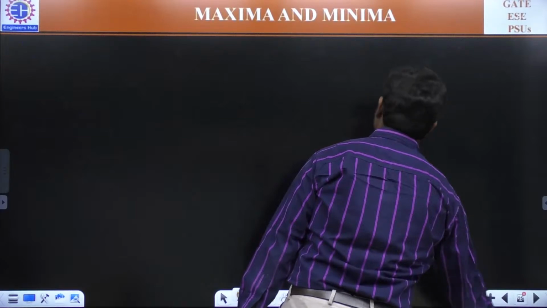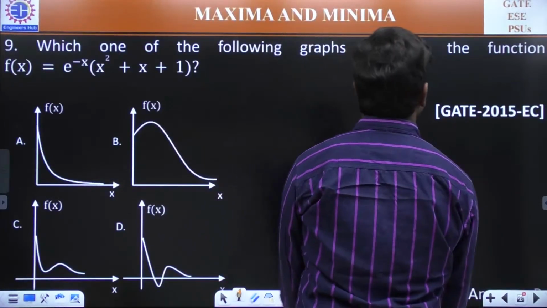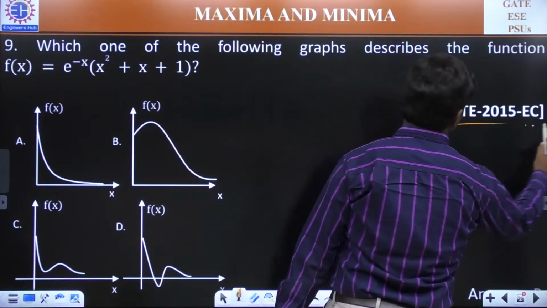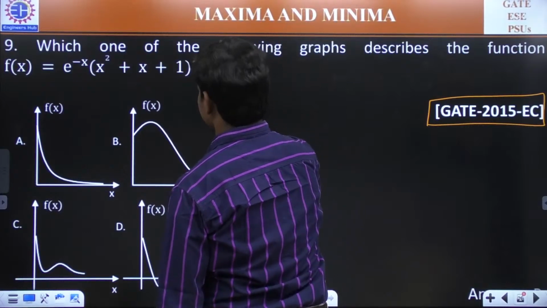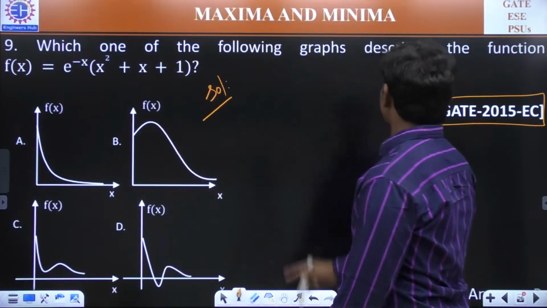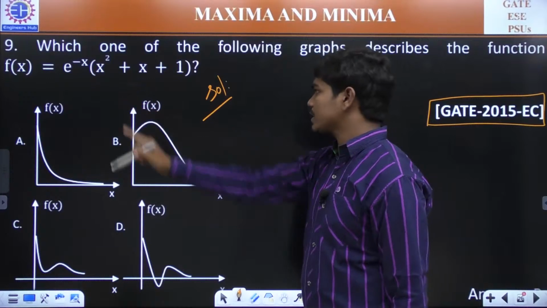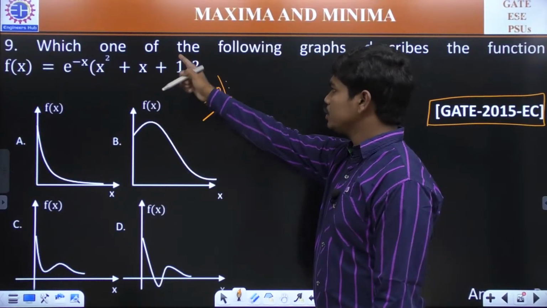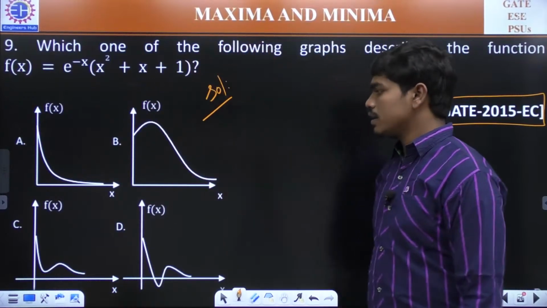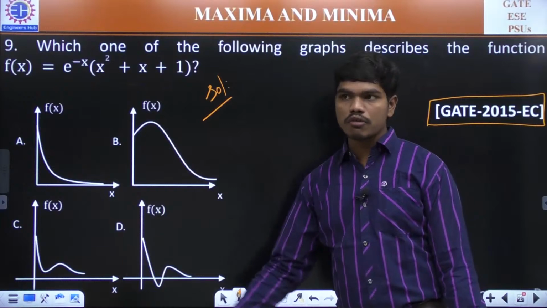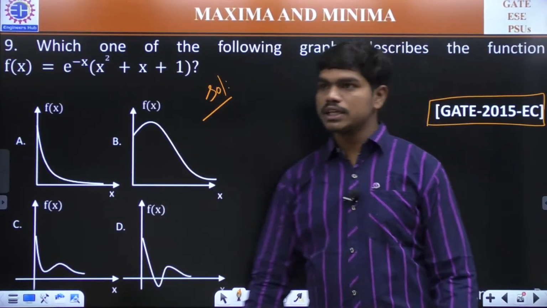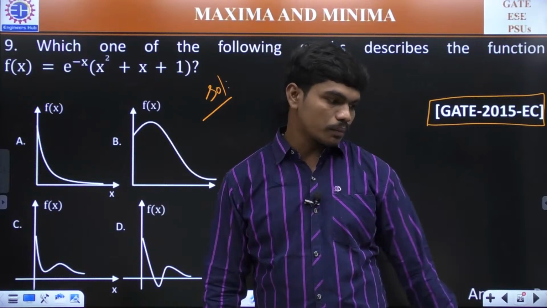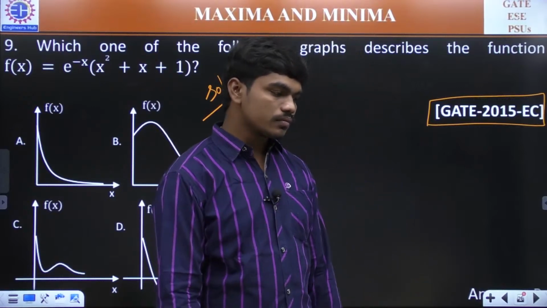Oh, okay, fine. This is the question. This is also a good question, so please try to answer. It was given in 2015 for ECE. Which one of the following graphs describes the function f of x is equal to e power minus x into x square plus x plus 1? So there are 4 graphs given. Now out of these 4 graphs, which is the graph corresponding to this function? It was asked in 2015 for ECE. So please answer this.